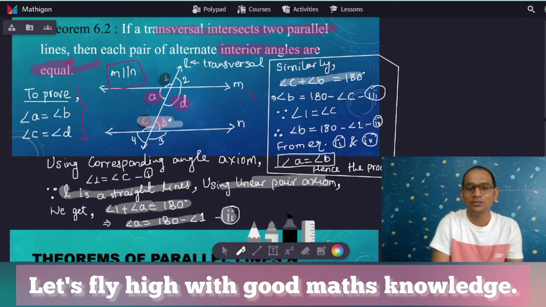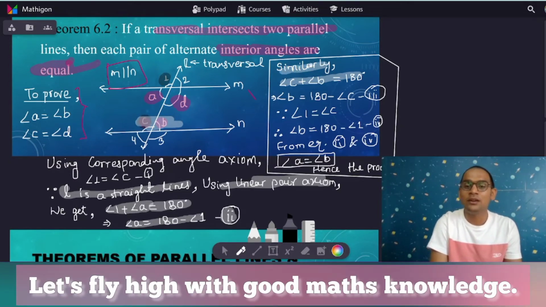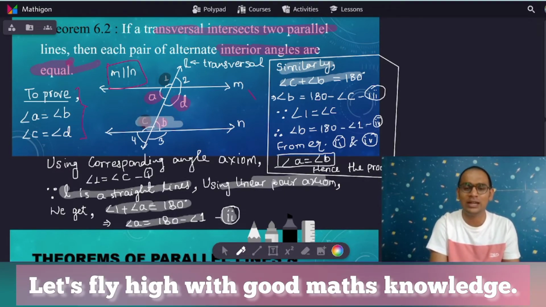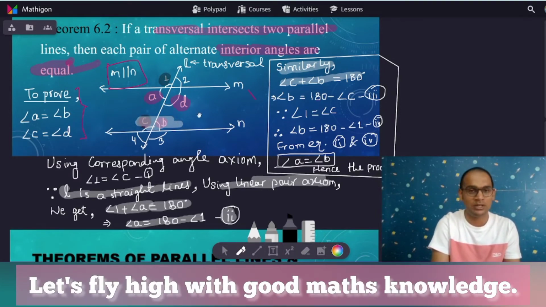Angle C plus B, as you can see, M is a straight line, so it's forming a linear pair axiom. Now we write "similarly" because we are again using a straight line, a transversal, and the linear pair axiom. Two adjacent angles on a straight line form a linear pair. That is why we directly wrote "similarly."